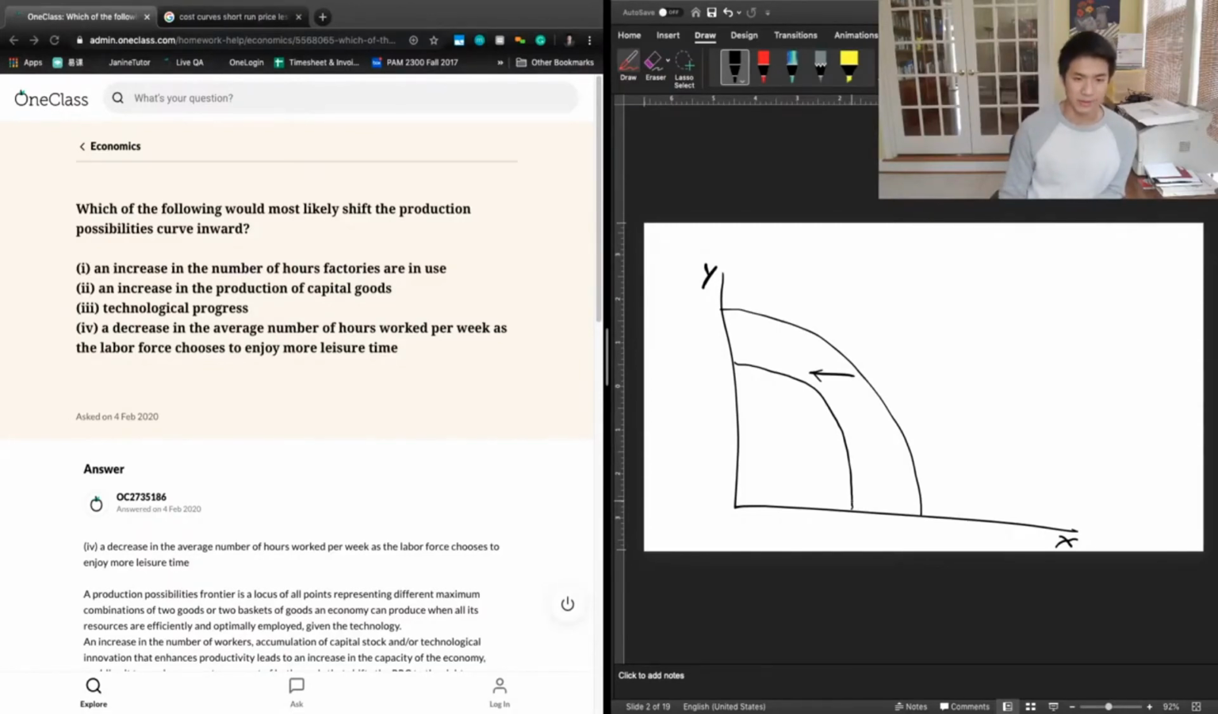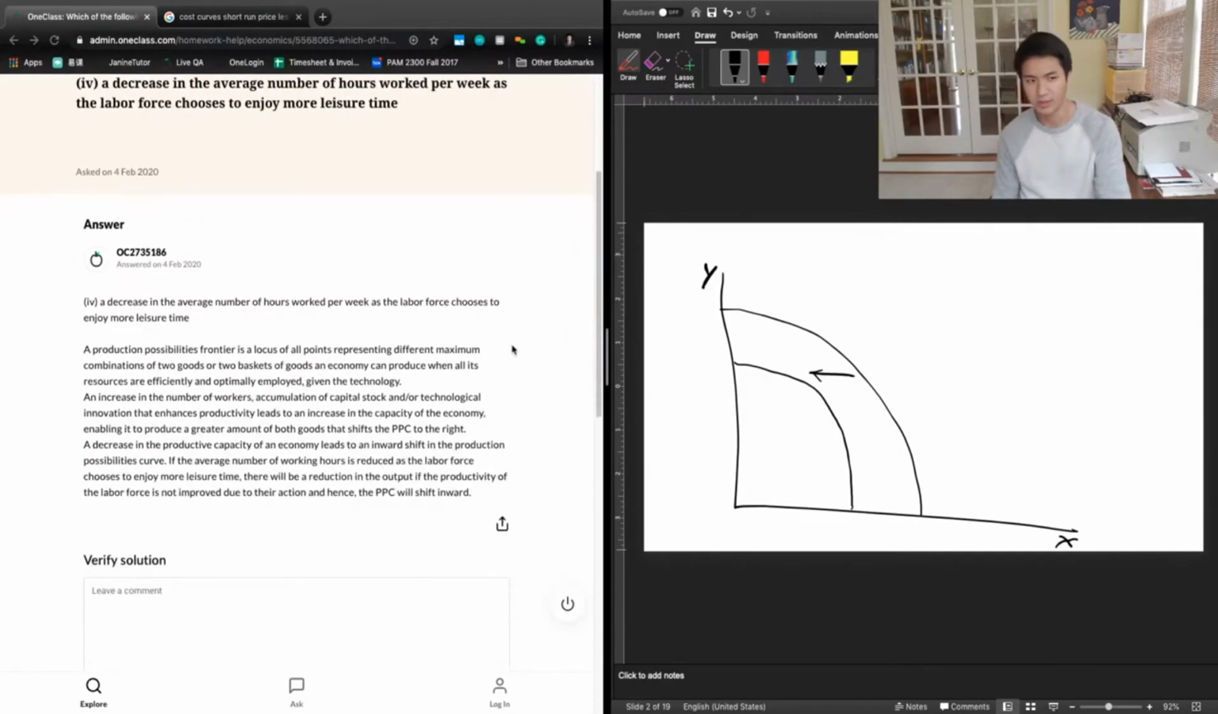A decrease in the average number of hours worked per week as the labor force chooses to enjoy more leisure time. Let's take a look at the previous tutor's answer. So the previous tutor said 4 as well, which is good. And they said a production possibilities frontier is a locus of all points representing different maximum combinations of two goods or two baskets of goods an economy can produce when all its resources are efficiently and optimally employed given technology.